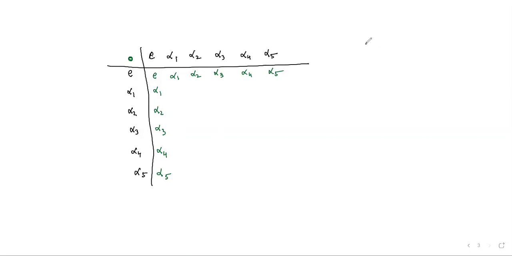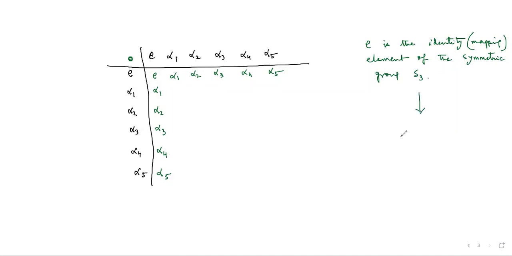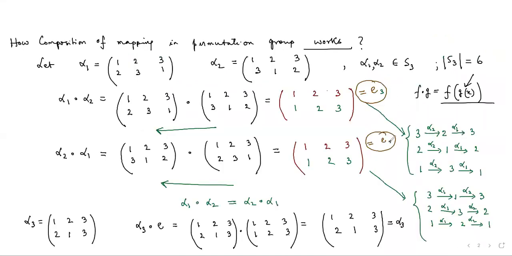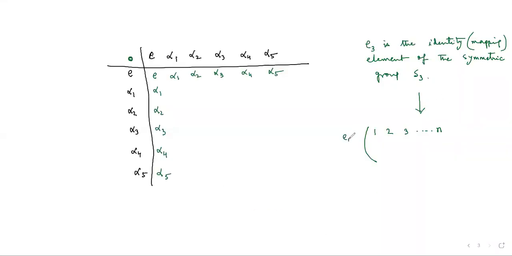And from this, we can easily say that E is the identity operation, identity mapping, or rather I should say identity element of the symmetric group S3. In general, for 1, 2, 3, dot, dot, dot, n, you can consider this E as E3, if you like. Since I'm considering S3, you can write it as E3. Similarly, you can consider this En to be the identity element of the symmetric group Sn. That can be easily checked.